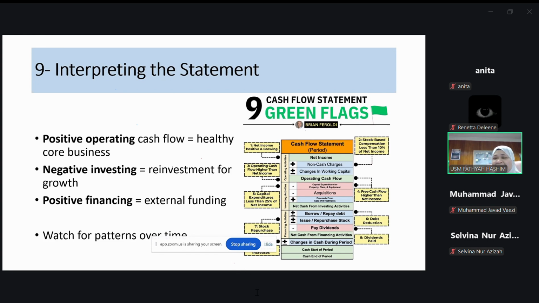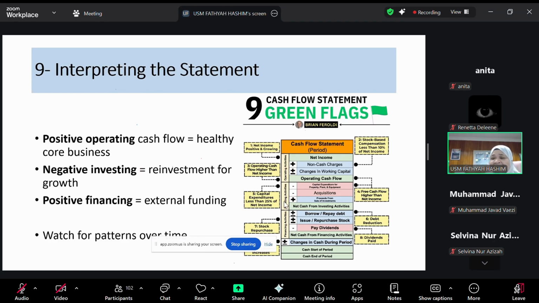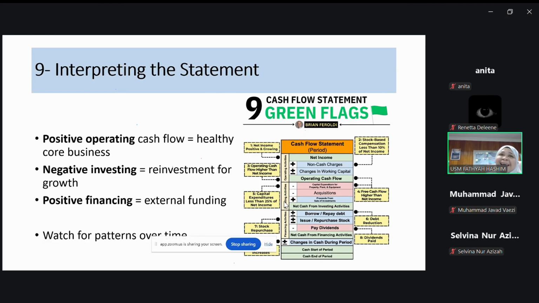Okay, so there are 9 cash flow statement green flags by Brian Feroldi. This is just his illustration of the green flags. Normally in textbooks, we have a section in the cash flow statement on the red flags of the cash flow statement. But before we go deep into the red flags, let us look at the green flags of the cash flow statement.